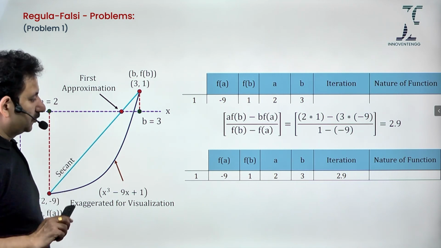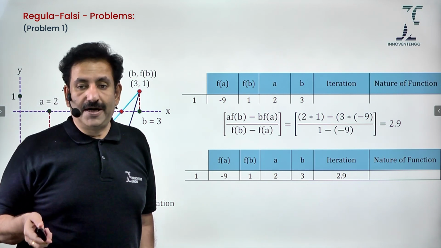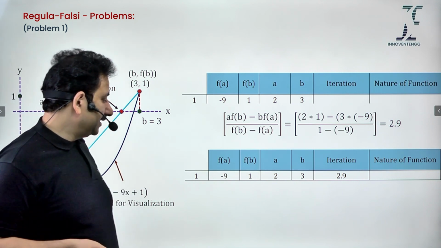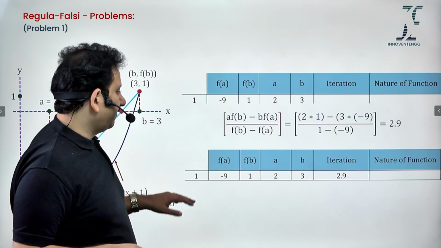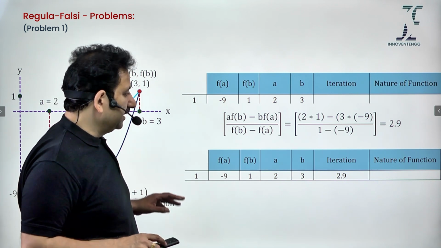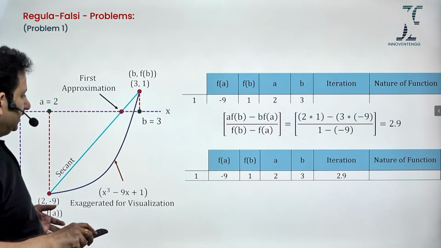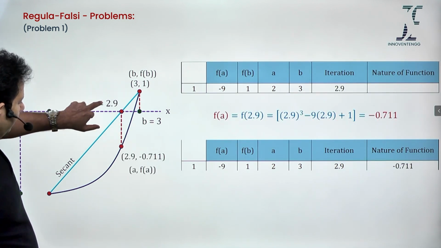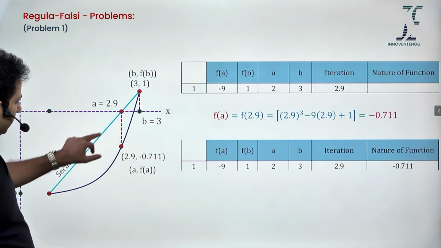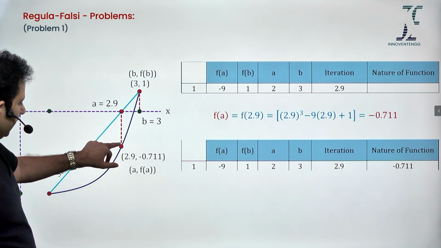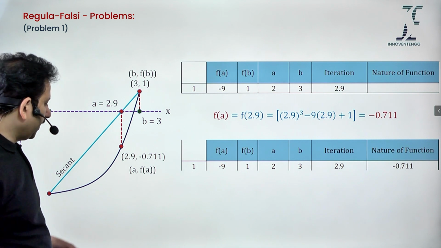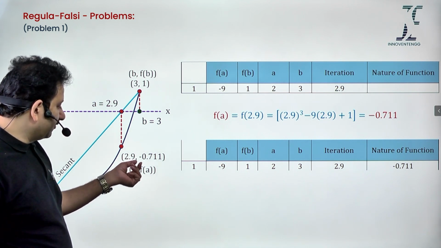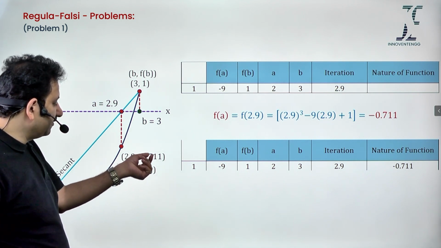So now I'm going to replace a by 2.9, right? So that is very, very important. So therefore, if I replace a by 2.9, what happens to my next iteration? Let's see. Once I got a equal to 2.9, I actually dropped a vertical straight line to the curve, and my new y coordinate would be minus 0.711.